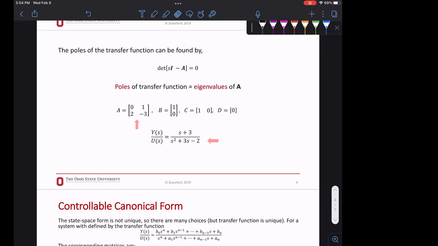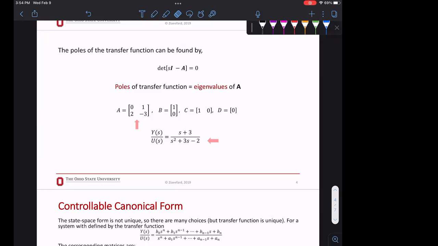Yes, I remember myself. So eigenvalues of a system in time domain represent the poles of a system in S domain. Everything has to be connected, right? They have to be correlated. So if you have a state space representation, you calculate the determinant of SI minus A equal to 0 to find what S's satisfy that relationship, and those are your poles.